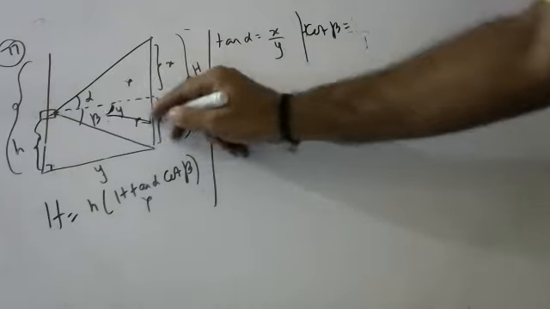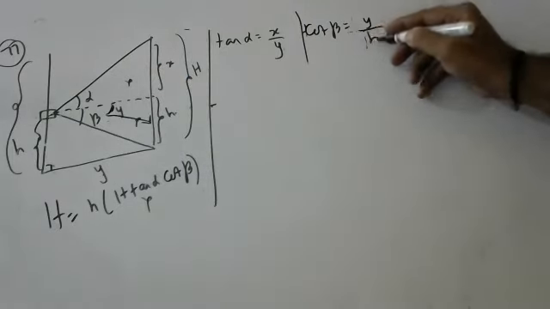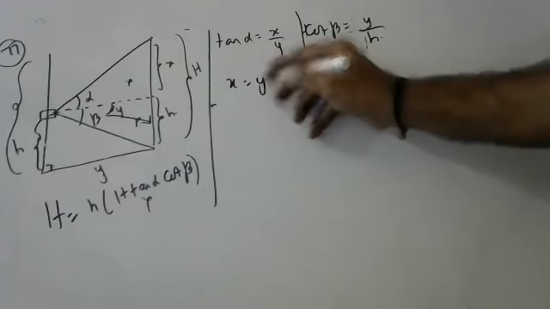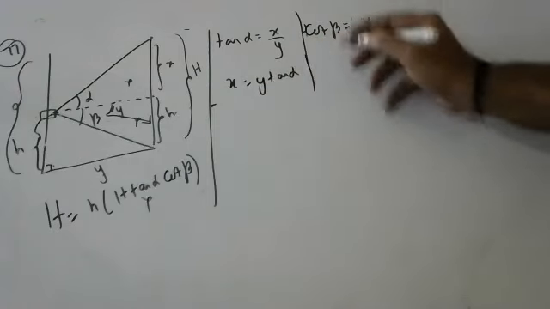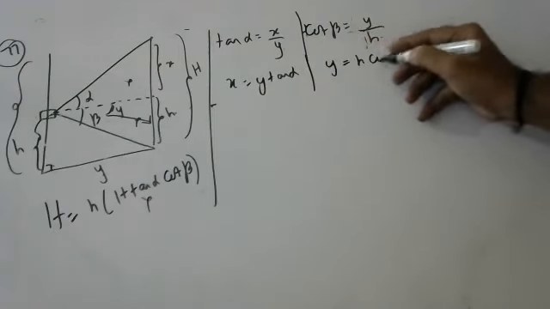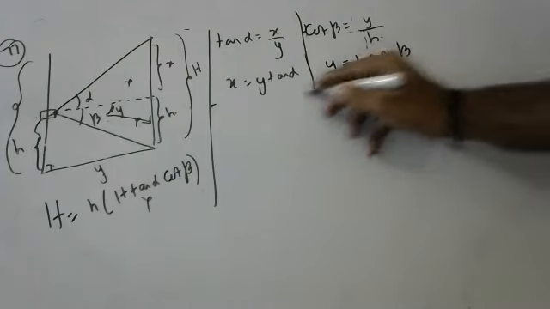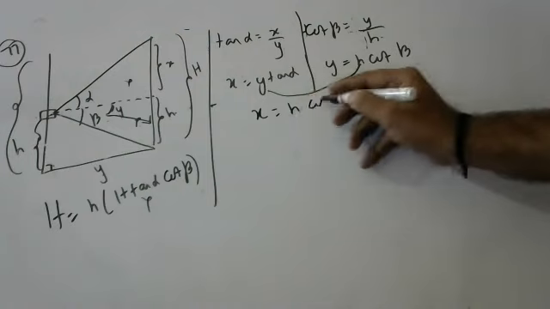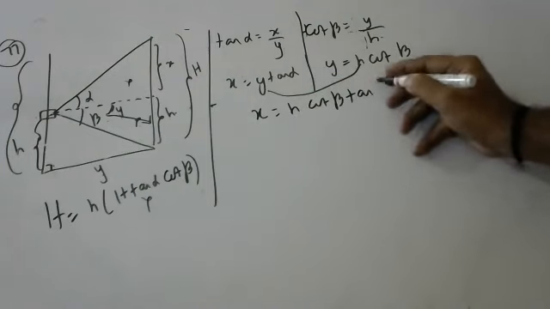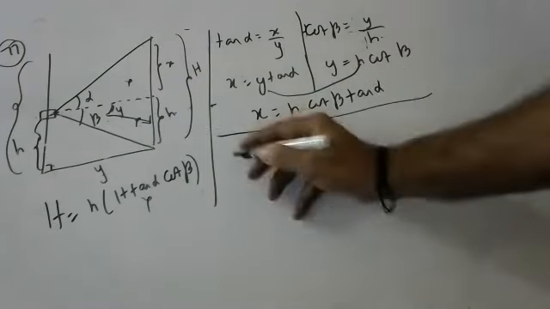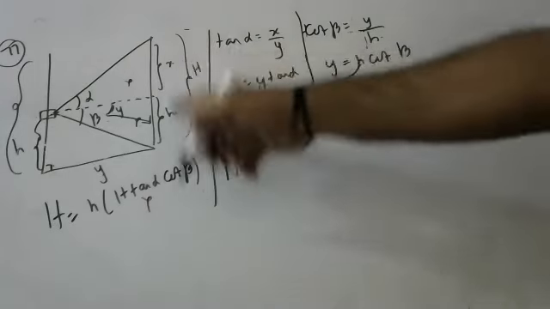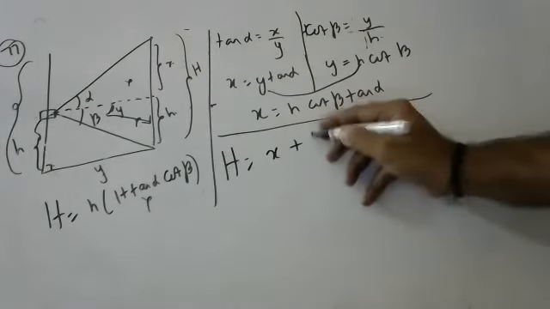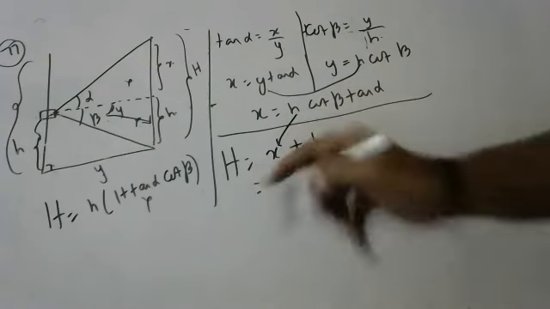Adjacent over opposite. Cot beta is y by h. X is equal to y tan alpha, and y is equal to h cot beta. Put this here, children. X is equal to h cot beta tan alpha. Now the total height of the house is how much, children? X plus h. Substitute here, you'll get your answer.